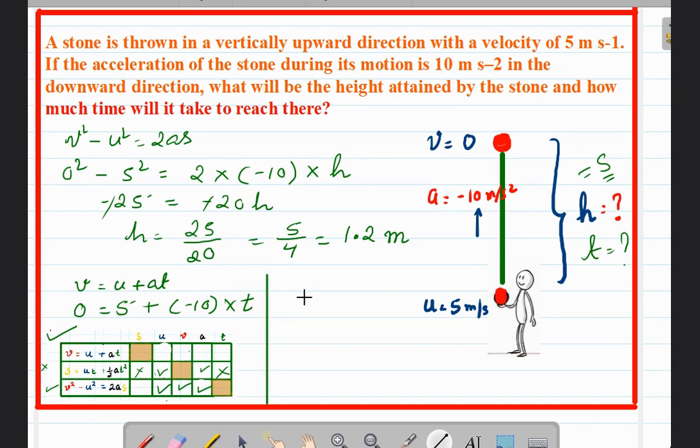Let's calculate the time here. We can rewrite this equation this way. If I take 5 to the left hand side, it will become minus 5 is equal to minus 10t. The minus signs cancel here. So t is 5 upon 10, which is 1 by 2, or you can write 0.5 second. So the time taken by the ball or stone to reach this position, that means at the height, is 0.5 second. I hope it is clear to all.